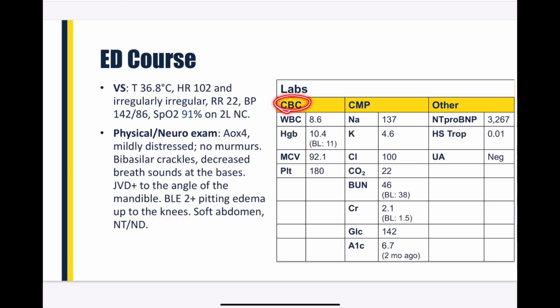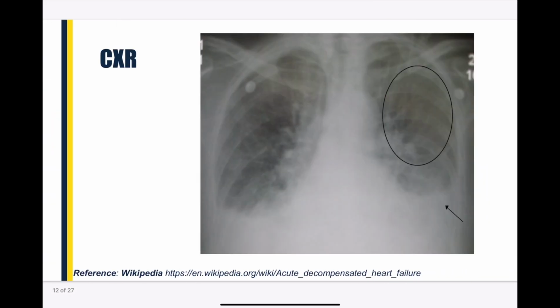Lab-wise, CBC shows normal WBC count 8.6, hemoglobin level was 10.4, close to his baseline. Platelet was normal, 180. On CMP though, creatinine was elevated to 2.1 from his baseline 1.5 with elevated BUN 46. Otherwise, sodium, potassium, chloride, bicarb, and glucose were unremarkable. NT-proBNP was elevated to 3000s, but not very reliable, I think, given his CKD stage 3. Troponin was negative. Urine analysis was also unremarkable.